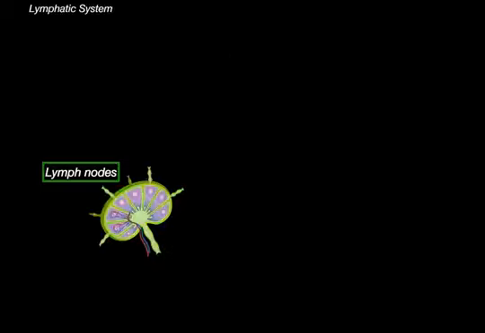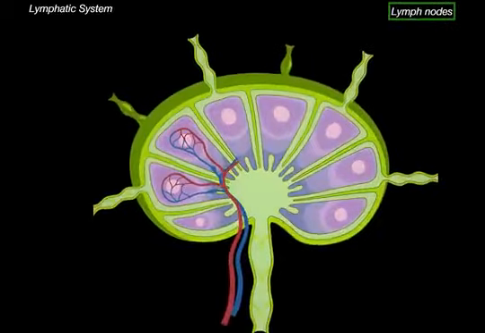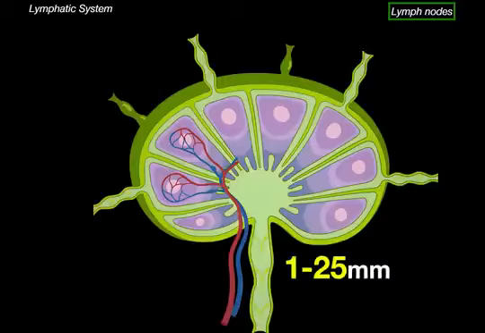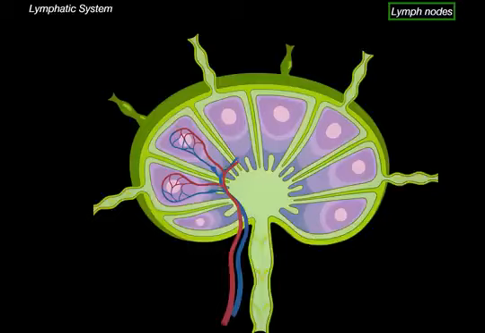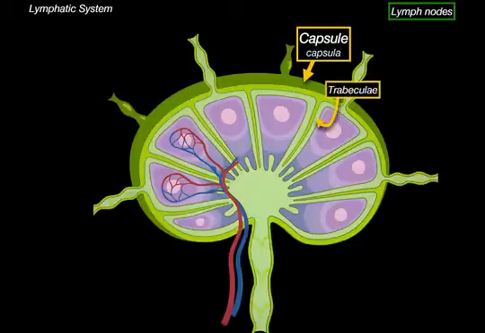If we isolate one lymph node and look at its internal structures, we will see that each lymph node is a small oval organ, usually between 1 to 25 millimeters in size. The human body contains roughly 600 lymph nodes in total. Each lymph node is enclosed by a dense connective tissue capsule that extends inwards as thin partitions called trabeculae.